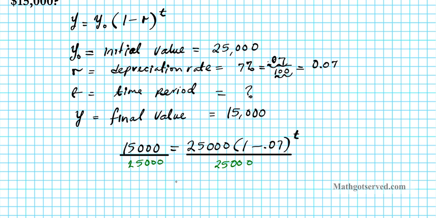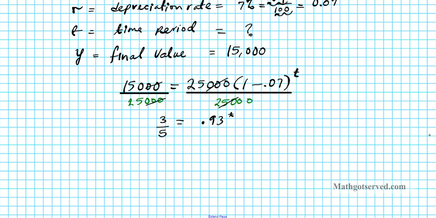All right, on the right side, the 25,000 is divided out. And we have 1 minus 0.07, which is 0.93, to the t power. And on this side, we can cancel out the zeros. 5 goes into 15 3 times, 5 goes into 25 5 times.